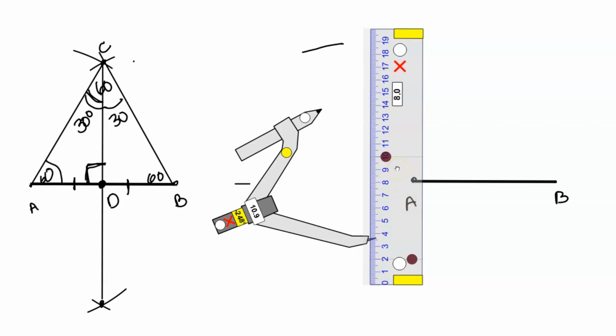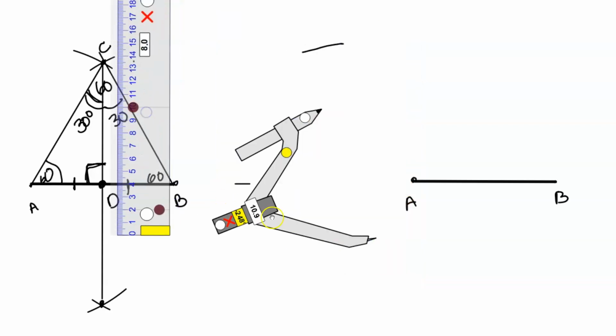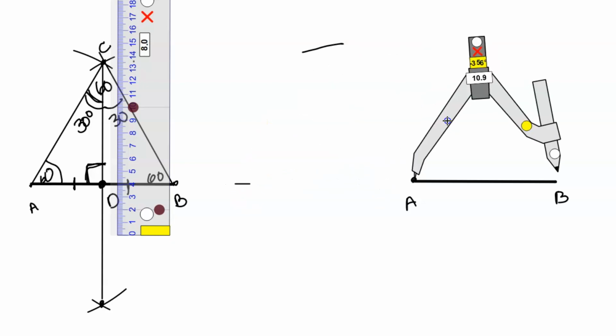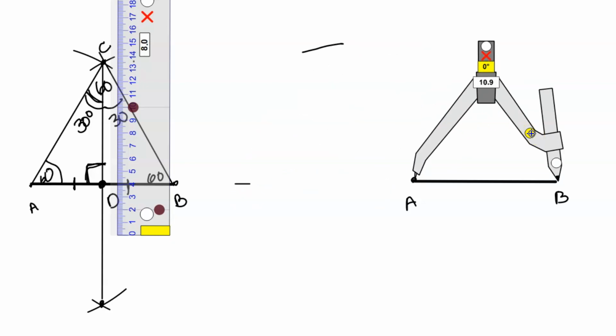And we're going to start the 45, 45, 90 in the same manner. First thing you're going to do is take your compass and use it to measure the distance between A and B, like so, and create those arcs again so that you can get that perpendicular bisector, so you can create that 45-degree angle.